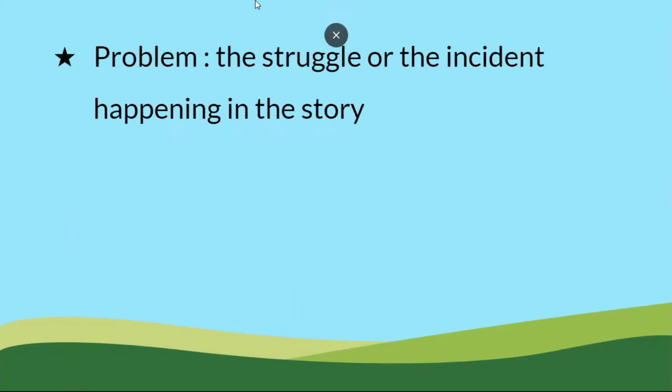The third point is problem. So problem is the plot of the story. What is happening in the story? The incident or a struggle that's happening in a story. Here the narration part should be very effective.